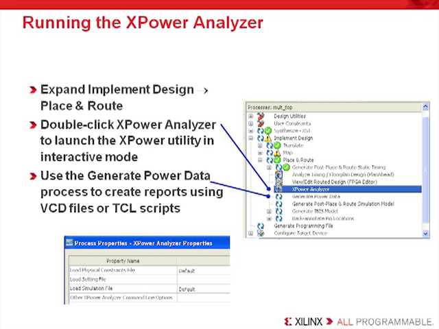The XPower Analyzer is located in the IC tools beneath the place and route. From here, you can start the utility or load the VCD files or run the XPower Analyzer from the command line. To load a VCD file, you right-click on the XPower Analyzer to open the process properties and browse to the simulation output file location.